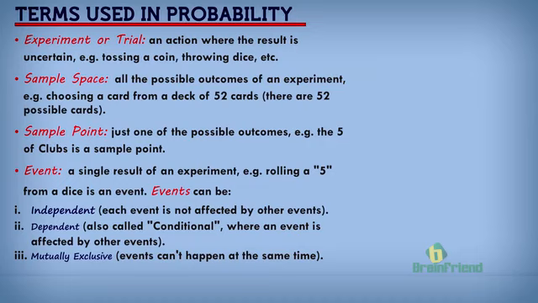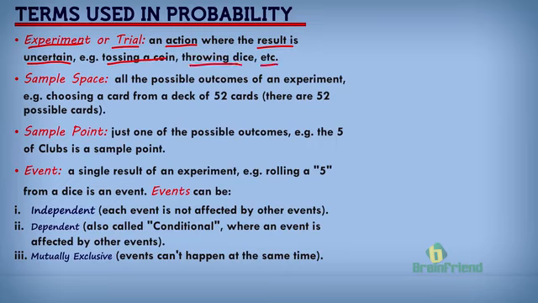Now let's go on. There are different terms used in the study of probability in mathematics. Here are some of the terms that you will be coming across. Experiment or trial. Either word may be used. What is an experiment? An experiment is an action where the result is uncertain. Probability deals with uncertainty. For instance, tossing a coin, throwing a dice, etc.